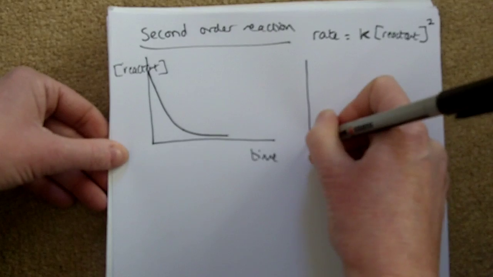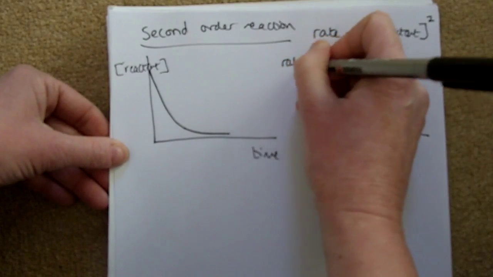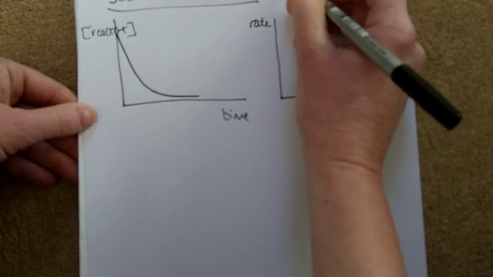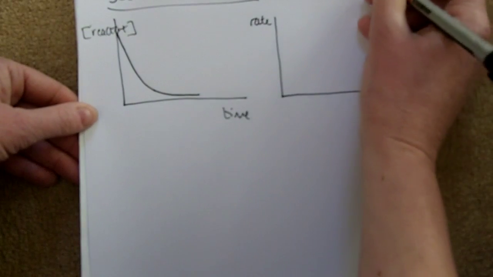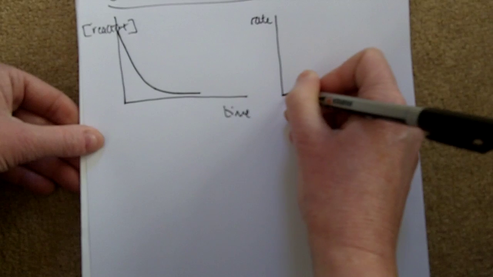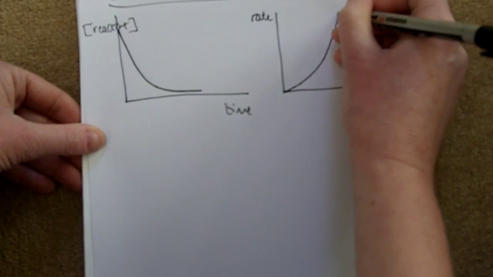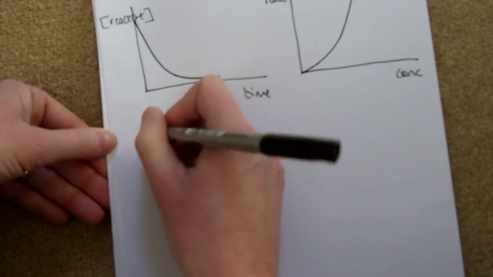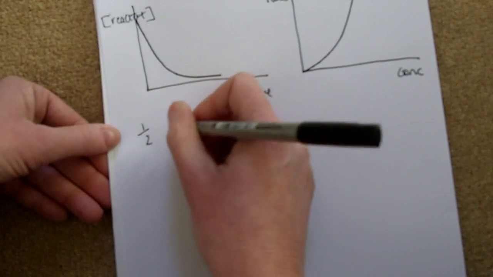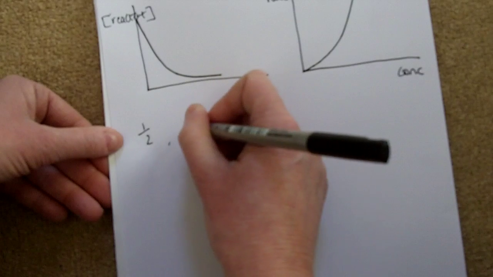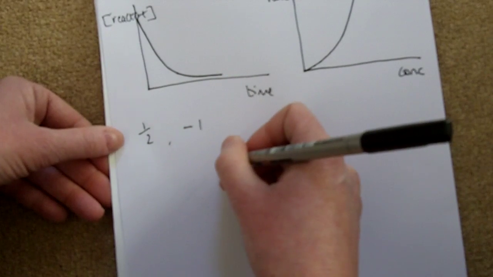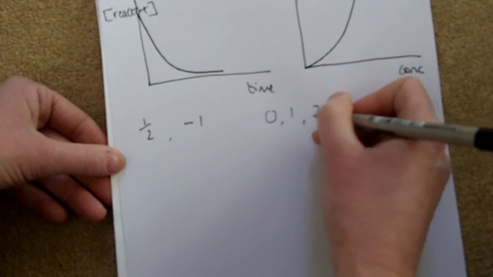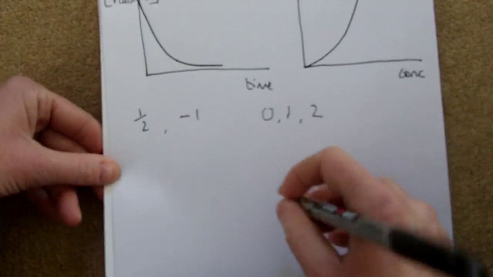And then when you plot rate versus concentration, can you see it's like a y equals x squared, so it takes the shape like y equals x squared, and it goes like this. You can also get half orders, fractional orders, and negative orders as well, but in A level you will only be asked about 0, 1 and 2 orders of reaction.